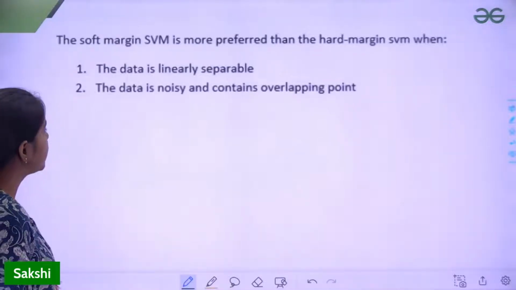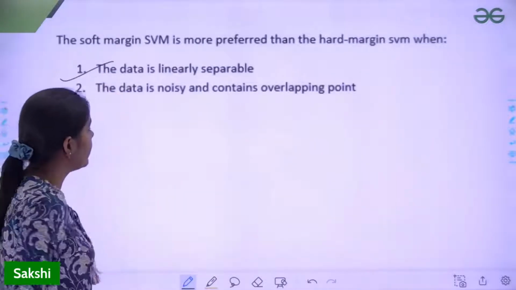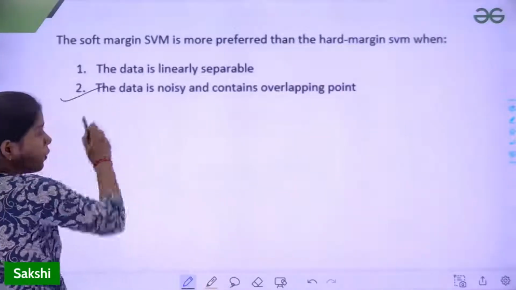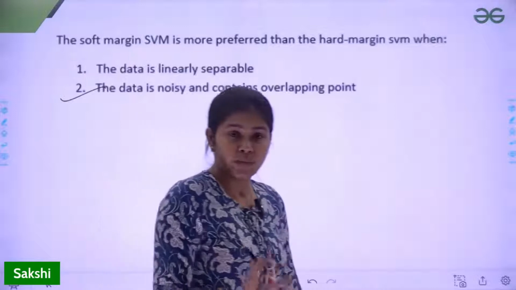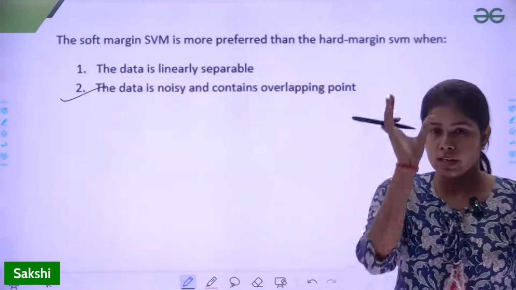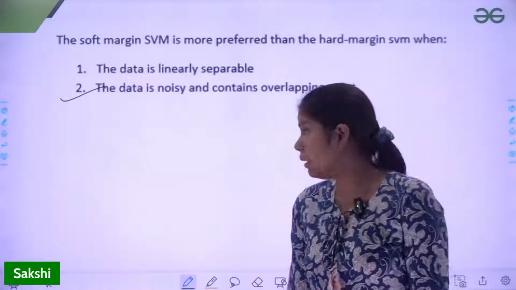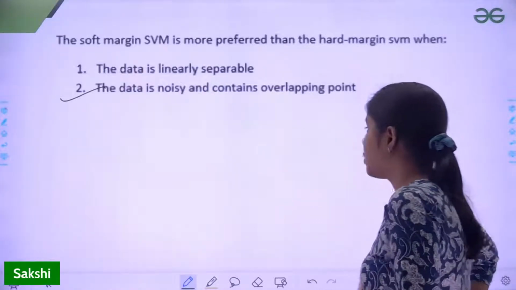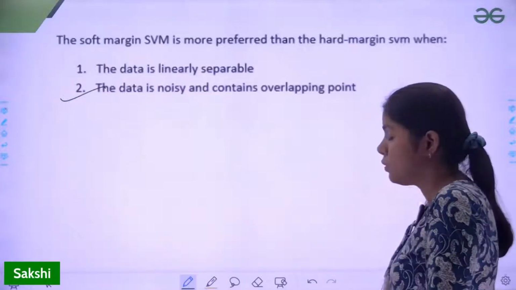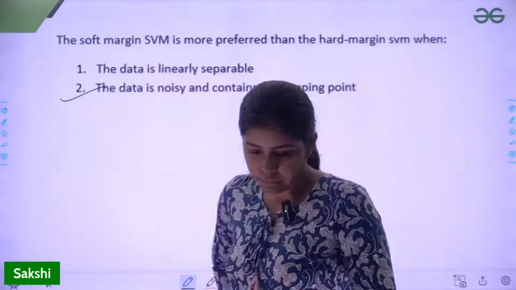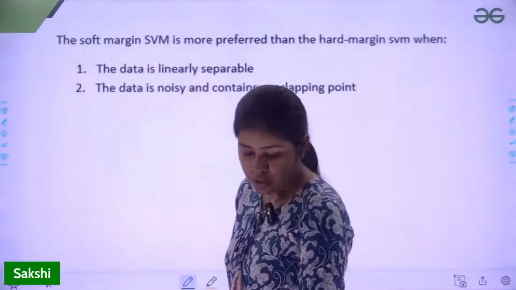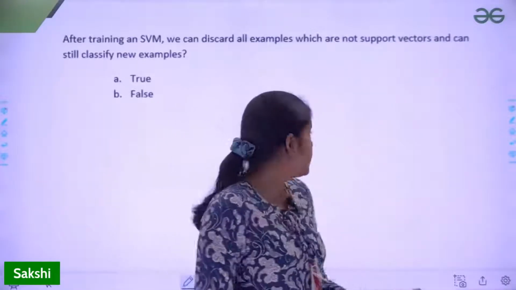So soft margin is more preferred when the data contains overlapping points. We'll take hard margin when the data is not noisy, right? If we can classify the data linearly, then we'll take hard margin. If we are not able to classify the data linearly, we'll use soft margin. Right? Okay, so just go through this once.